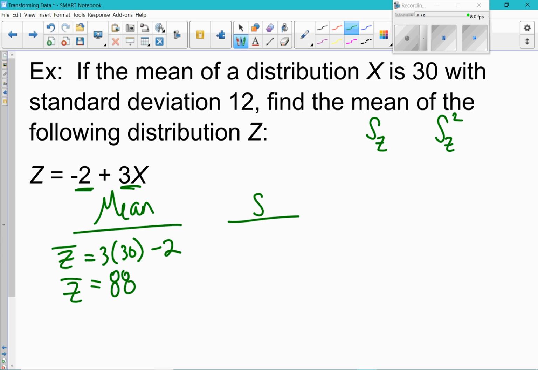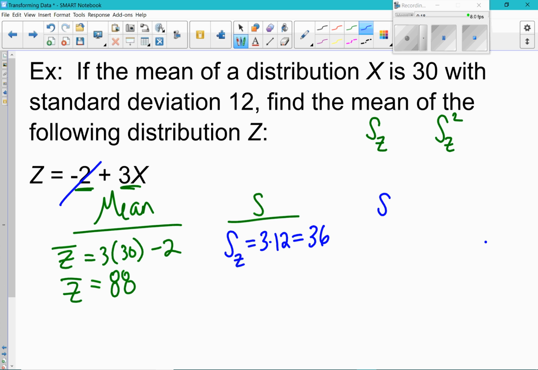Okay, but what about standard deviation? Remember, the standard deviation is not affected by adding or subtracting a value. The only thing that affects it is scalar multiples. So for the standard deviation of z, all I have to do is take the old standard deviation and multiply it by the scalar, so it'd be 36.